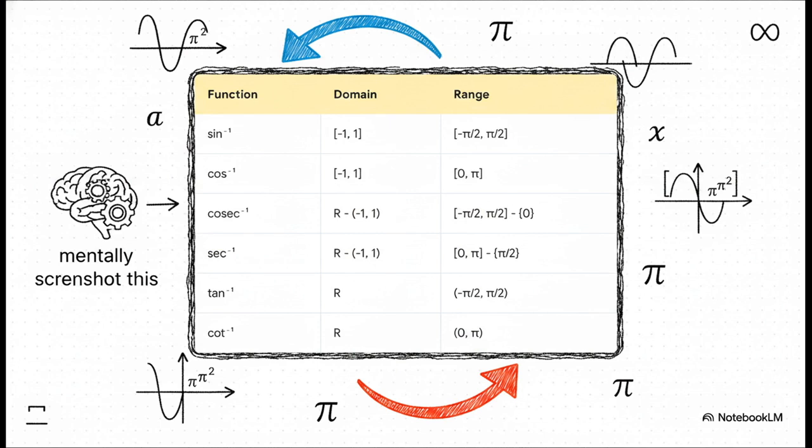Look closely for the patterns. Notice how sine inverse, cosecant inverse, and tangent inverse are all grouped around the negative pi over 2 to pi over 2 range. Meanwhile, cosine inverse, secant inverse, and cotangent inverse all hang out in the 0 to pi range. Getting these specific brackets and parentheses locked in your brain is completely non-negotiable for scoring top marks.